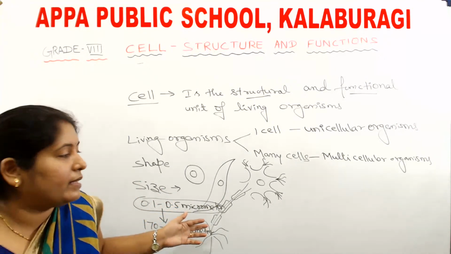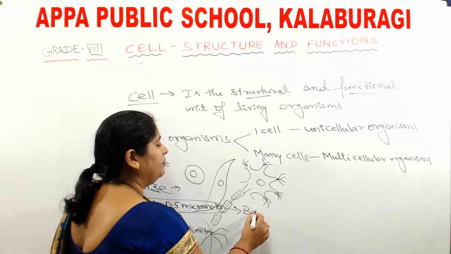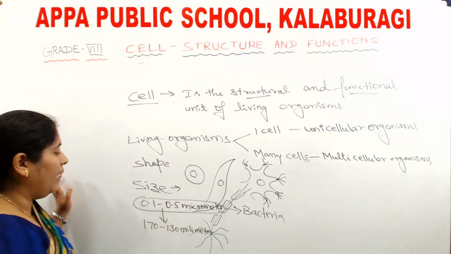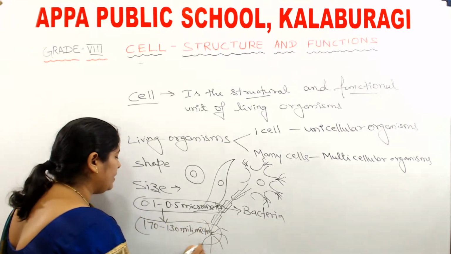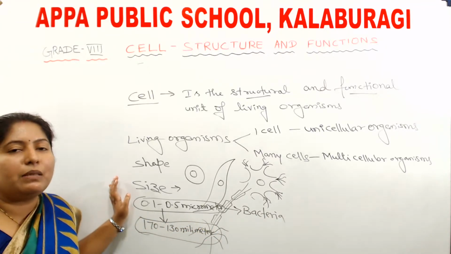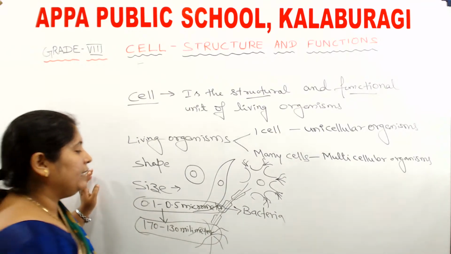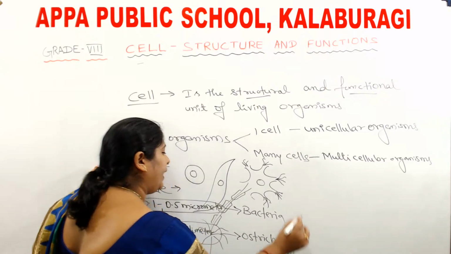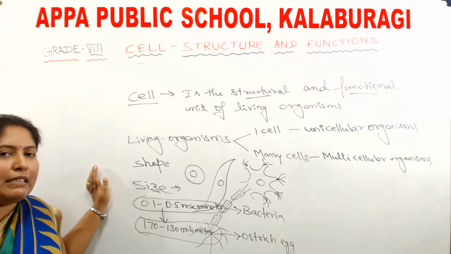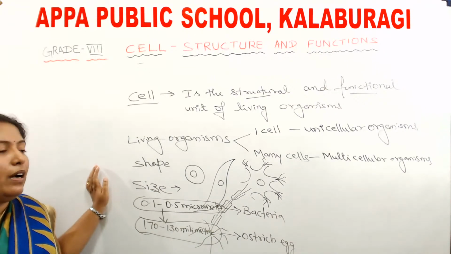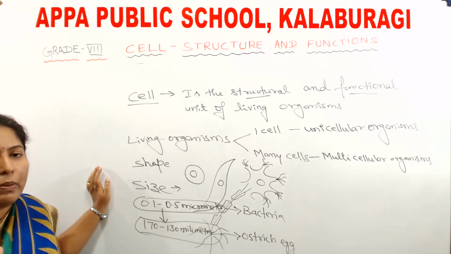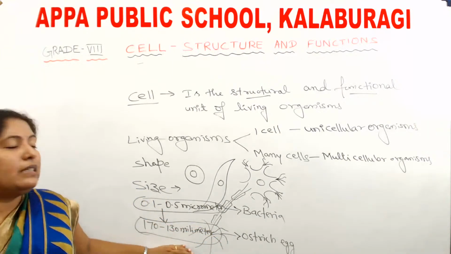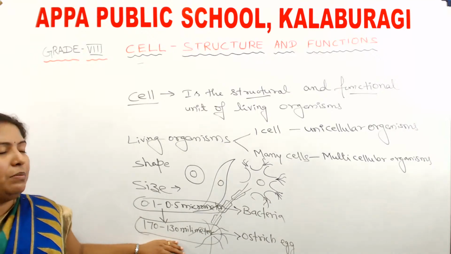What is the name of that smallest cell? That is nothing but the bacteria, right? The largest cell, which is having the size of 170 and 130 millimeter, what is that? That is the ostrich egg, right? All the eggs, the hen's egg or the ostrich egg, are also unicellular only, which are also made up of only one cell. That's why the ostrich egg, which is considered as the biggest cell, is having 170 millimeter to 130 millimeter size, right?